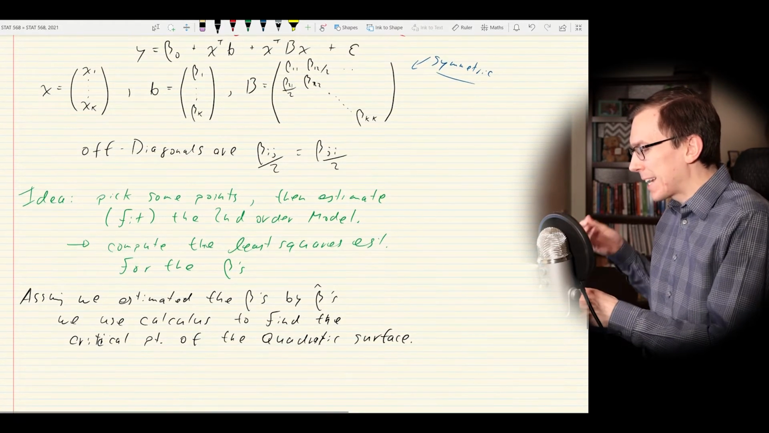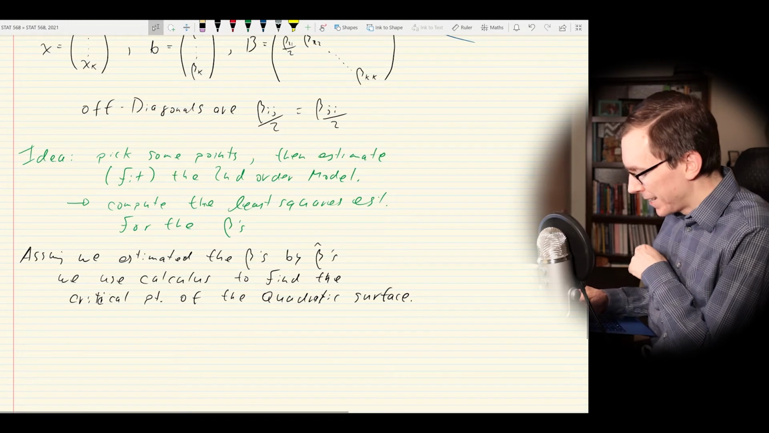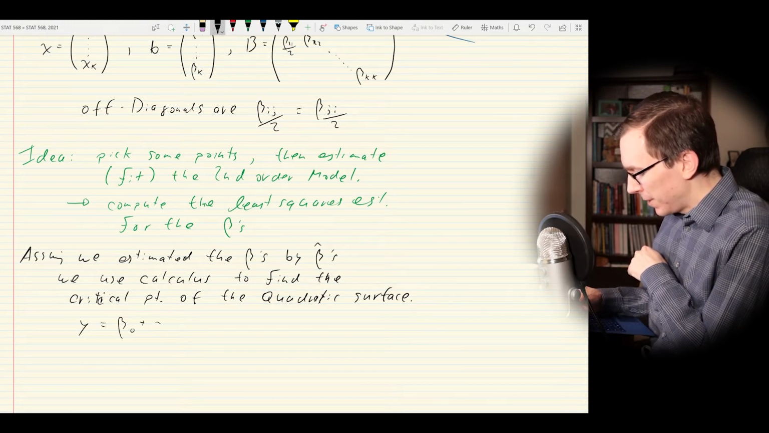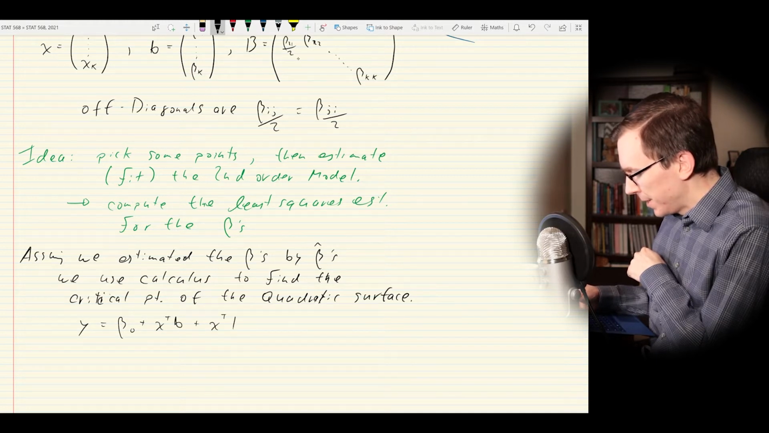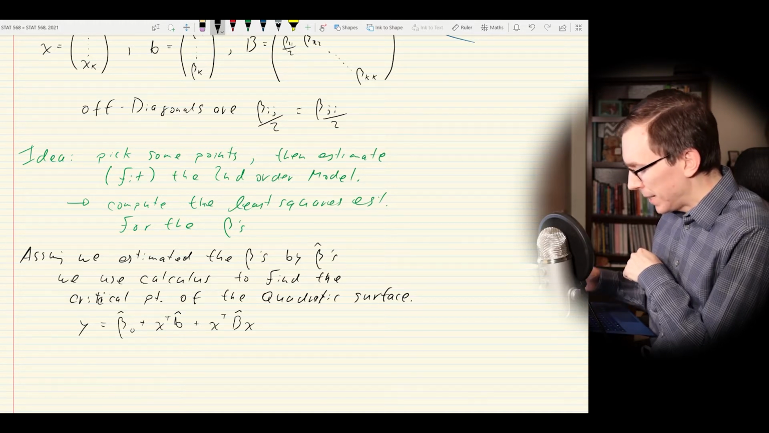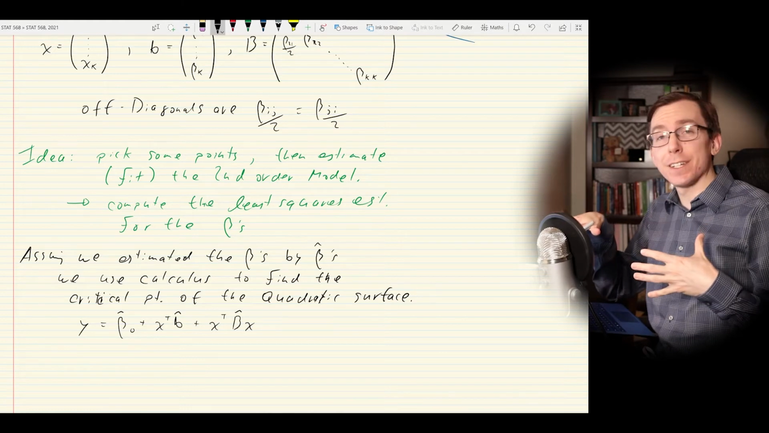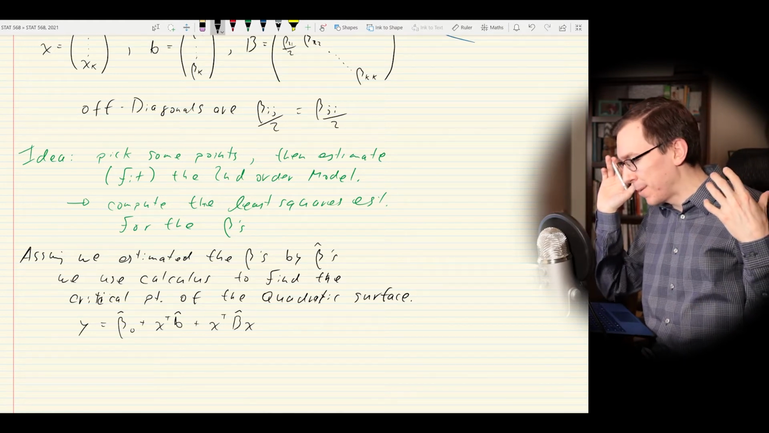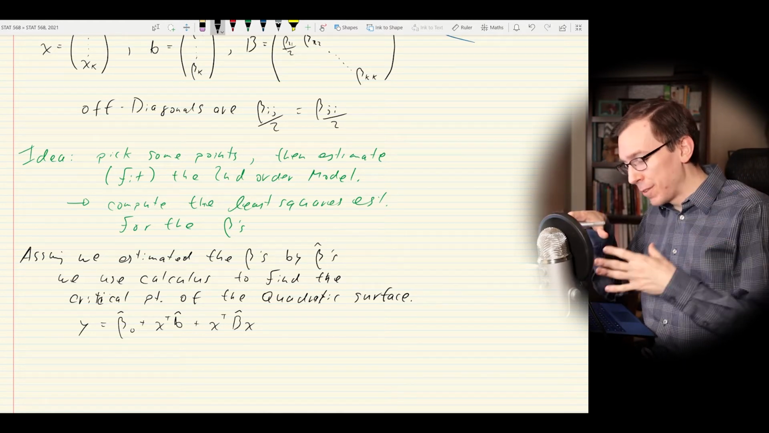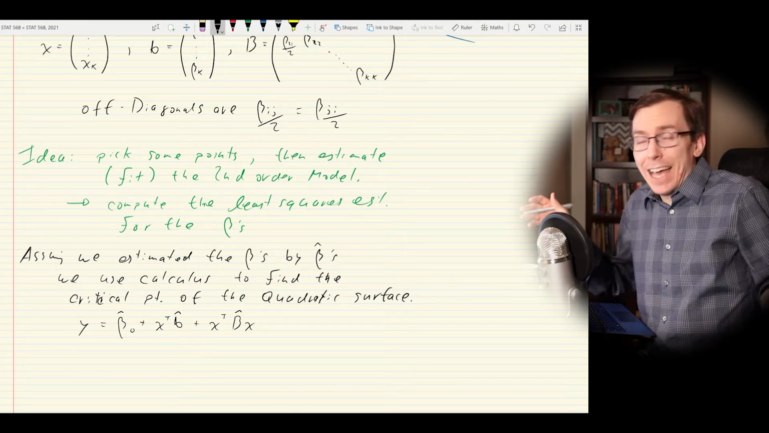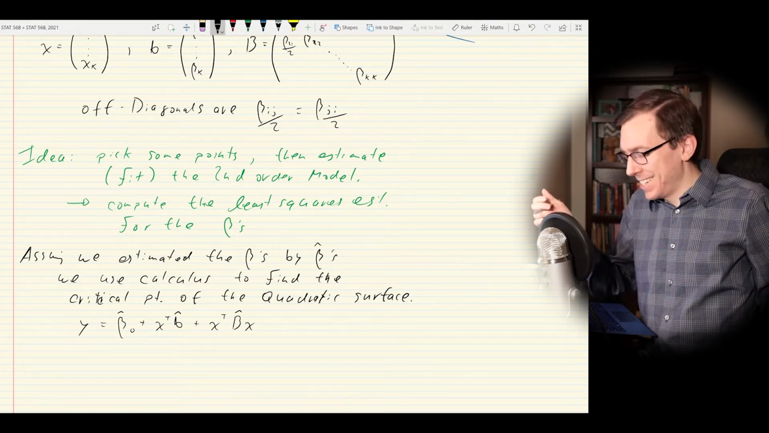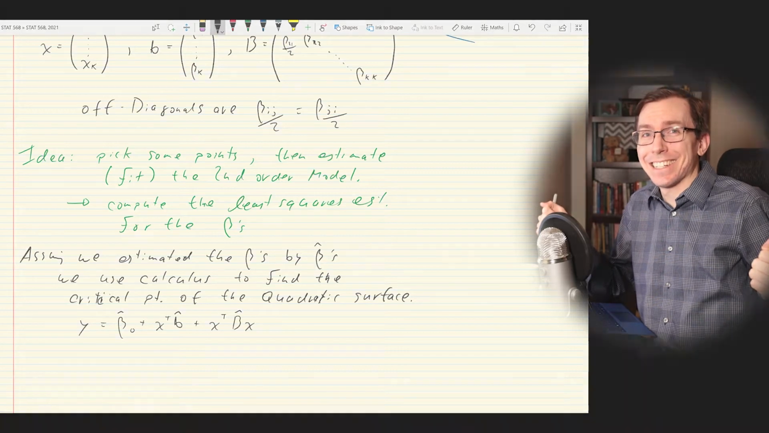how do we solve for the maximum of a quadratic surface? So again, if I start with the idea that y is equal to beta naught plus x transpose b plus x transpose Bx, and in this case, I'm not putting the epsilon in, and I'm going to put hats on everything, because now we just have a fitted surface. So I estimated my parameters, I can shove them all into the model. Now I have a quadratic surface, so let's do some multivariate calculus.